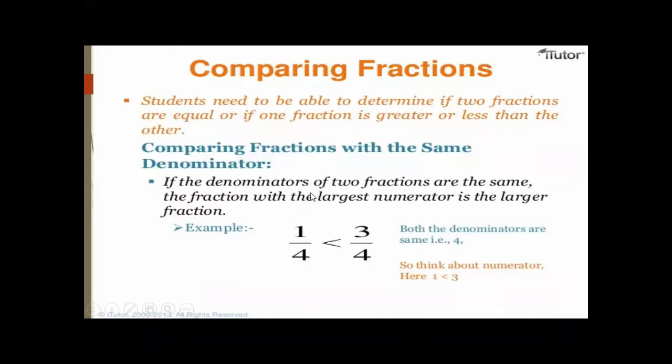For example, I have here two fractions. If I want to check which fraction is larger, in the fractions 1 upon 4 and 3 upon 4, the larger numerator is 3. We can say that 1 upon 4 is less than 3 upon 4, and we can also say that 3 upon 4 is greater than 1 upon 4.